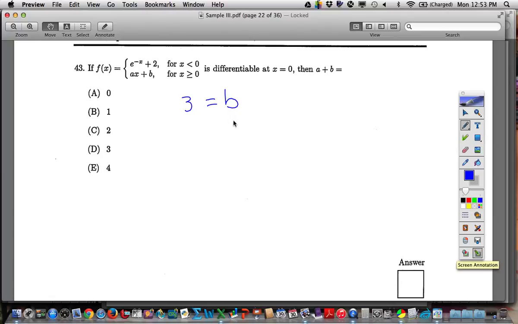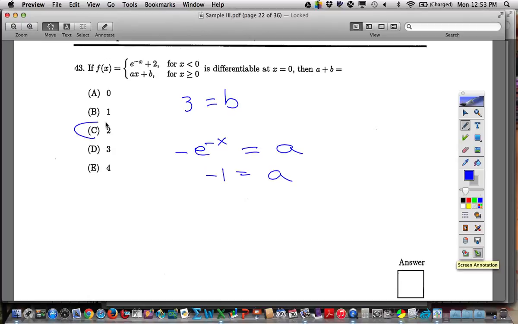All right, now, to have the same slope, so we do the derivative. This one would be negative e to the negative x. And that has to be equal to this one, which is a. Now, that's when x is 0. So we put a 0 in, we get e to the 0, which is 1, we get -1, a is -1. So, to be differentiable, b has to be 3, a has to be -1. Now, they ask it a little differently here. They said, what's a plus b? Well, a plus b is 2.